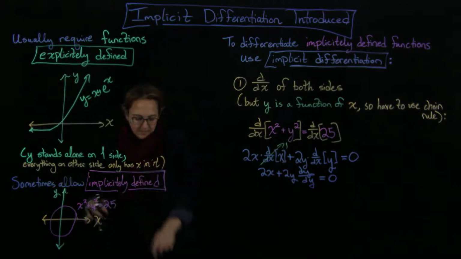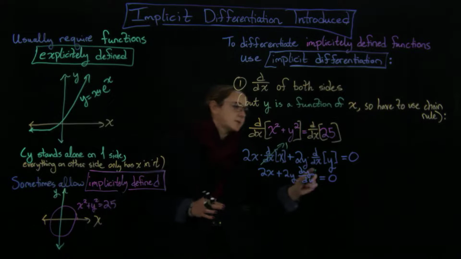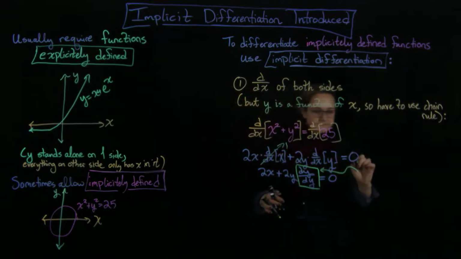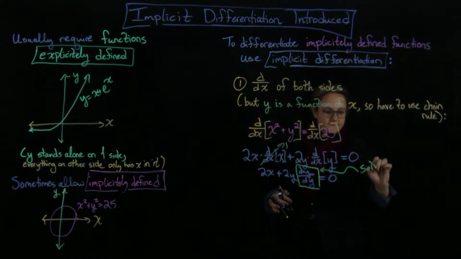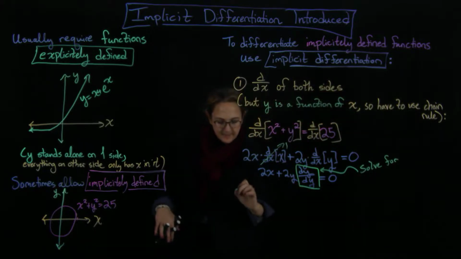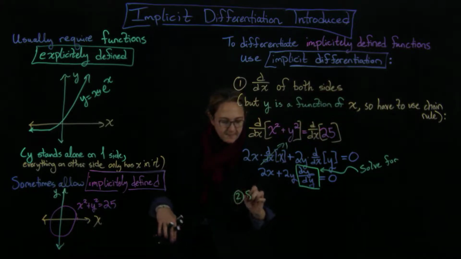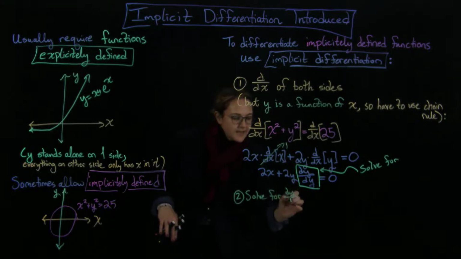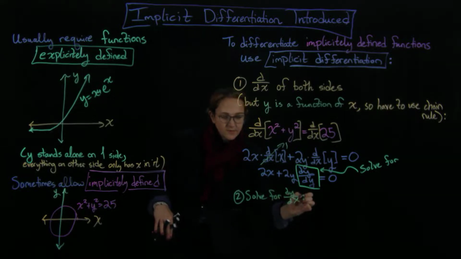Now we're going to solve for dy/dx. So I'm going to decide that this is going to be green, so we're going to solve for it. Okay, so in the next step, I need to solve for dy/dx. We need to isolate it and get it all on its own on one side.